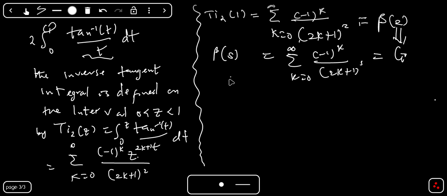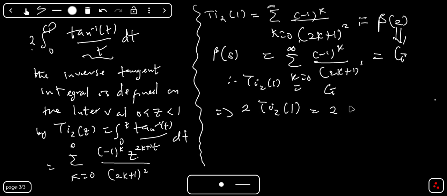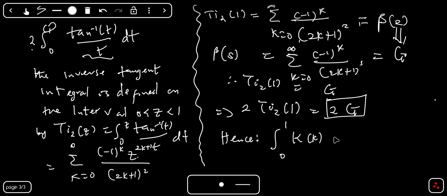So therefore, we know that Ti2 of 1 is equal to the Catalan constant. Then in our integral, we have 2 multiplying the integral, so we have 2 multiplied by Ti2 of 1, which is equal to 2 multiplied by the Catalan constant. Then we have our answer. Hence, the integral from 0 to 1 of the complete elliptic integral of the first kind, K, is equal to 2 multiplied by the Catalan constant.